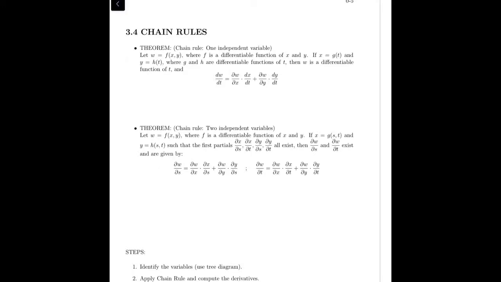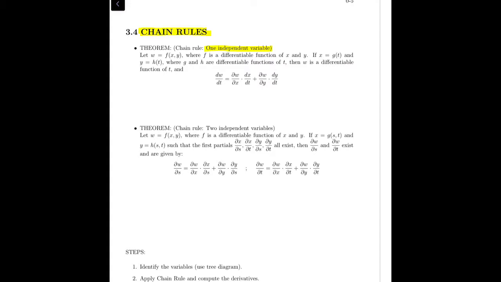Assalamualaikum and good morning. We continue the next topic for chapter 3, chain rule. And the first theorem related to chain rule is one independent variable.